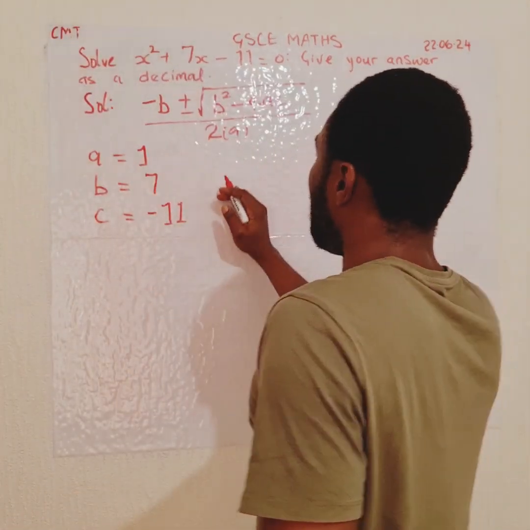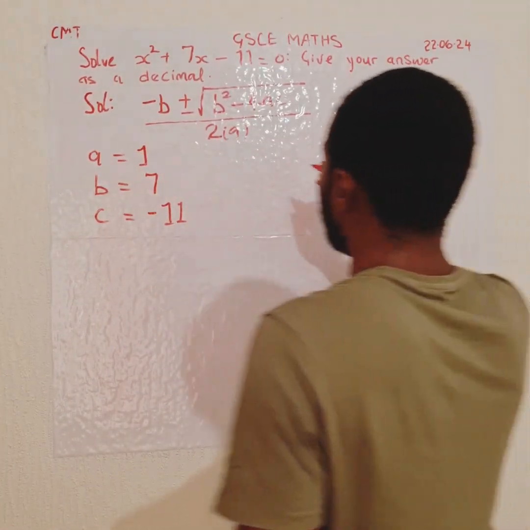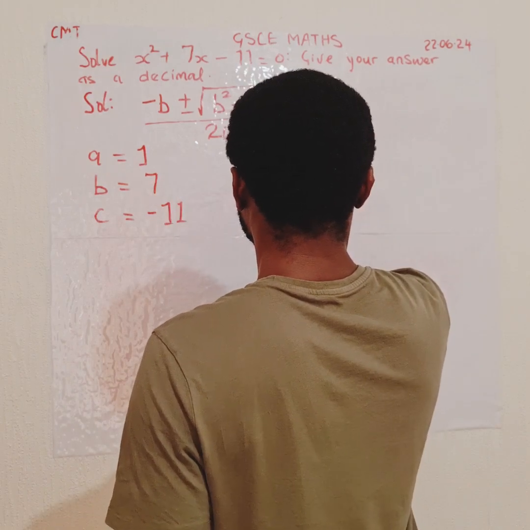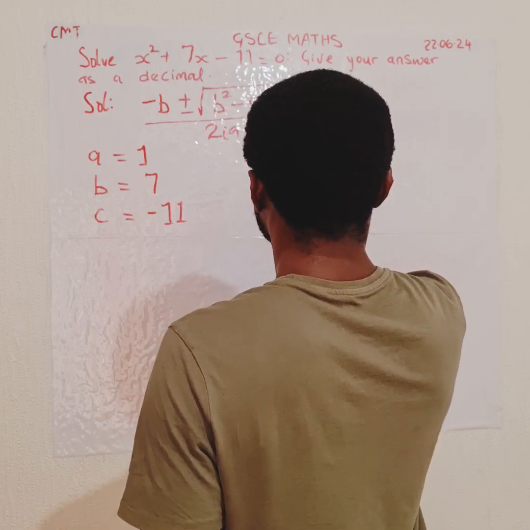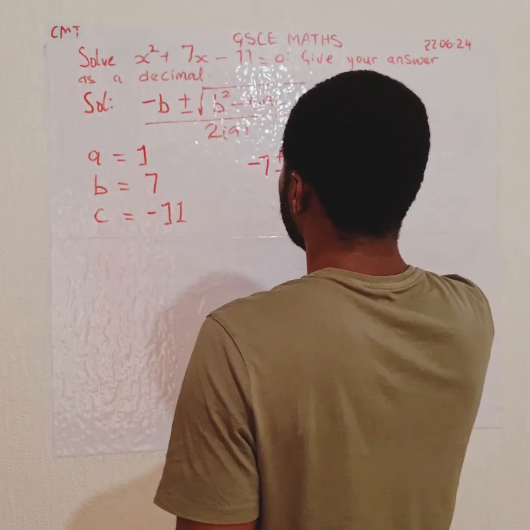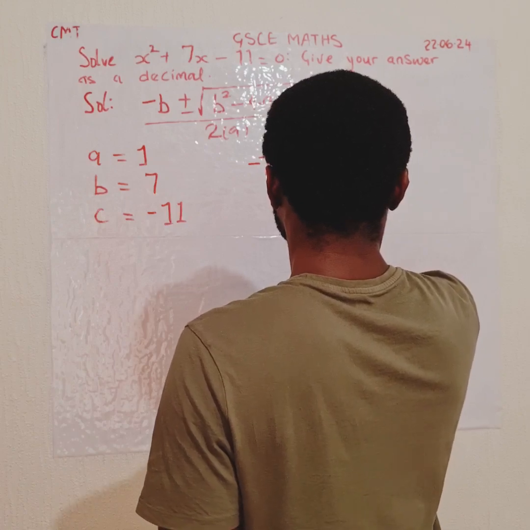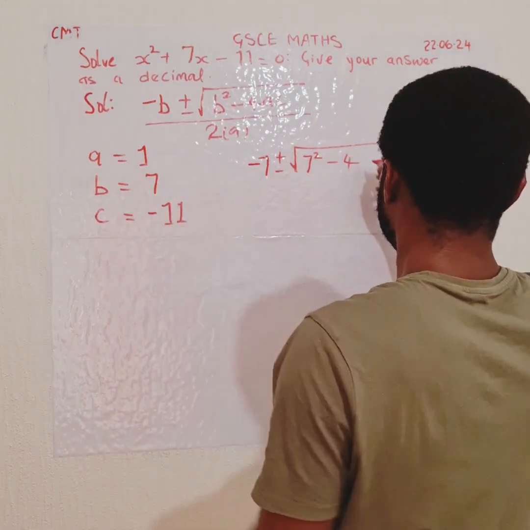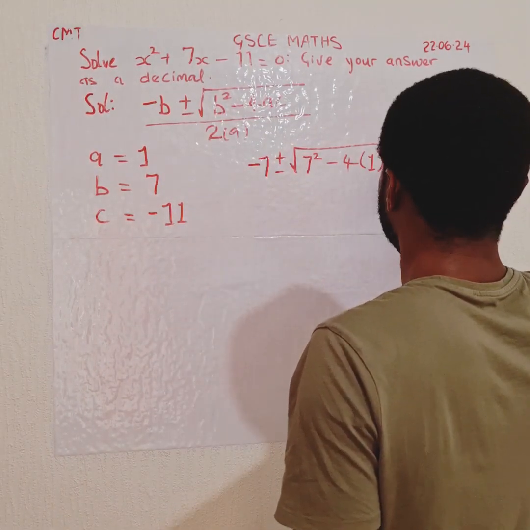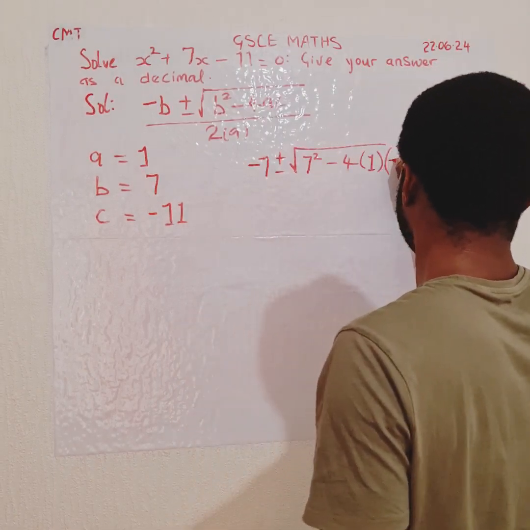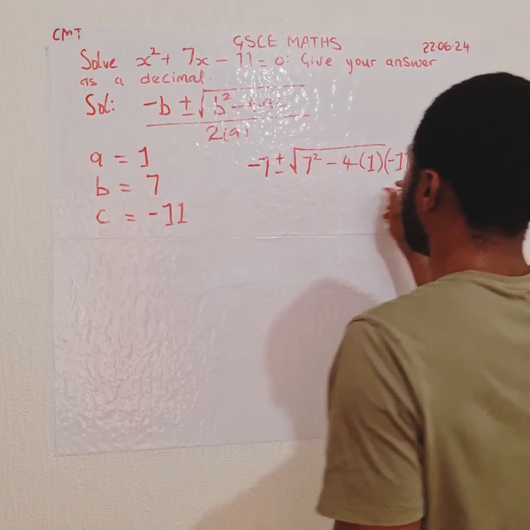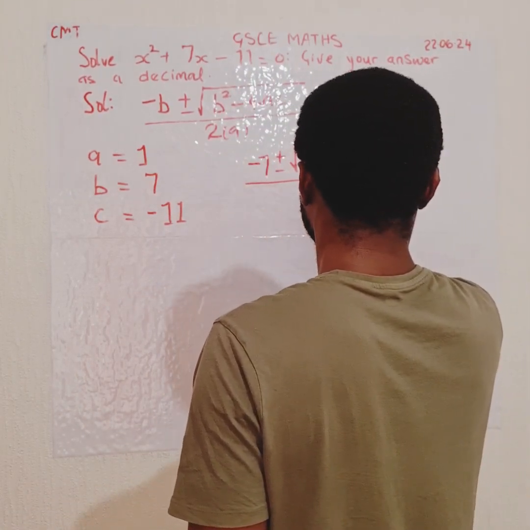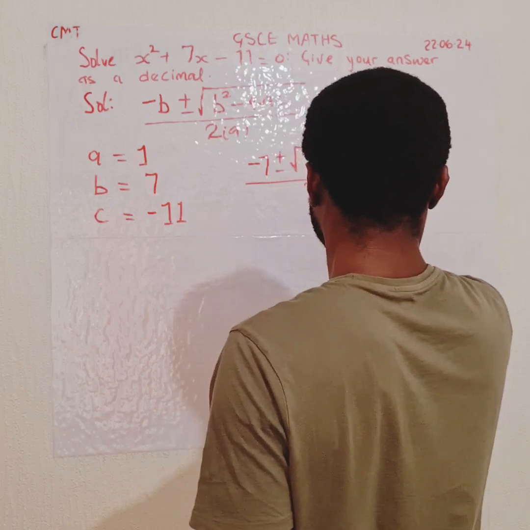All right, let's quickly put this into our quadratic equation formula. We have minus b, that tells me minus 7, plus or minus the square root of b squared, that tells me 7 squared, minus 4ac, and a is 1, multiplied by c, that's minus 11, all over 2 multiplied by a, that's 1.